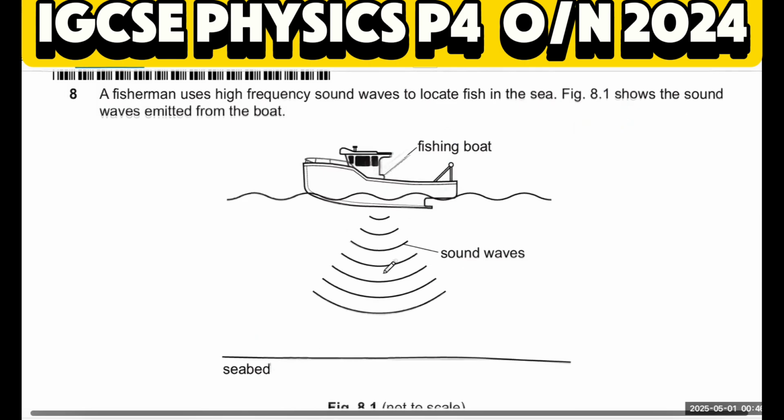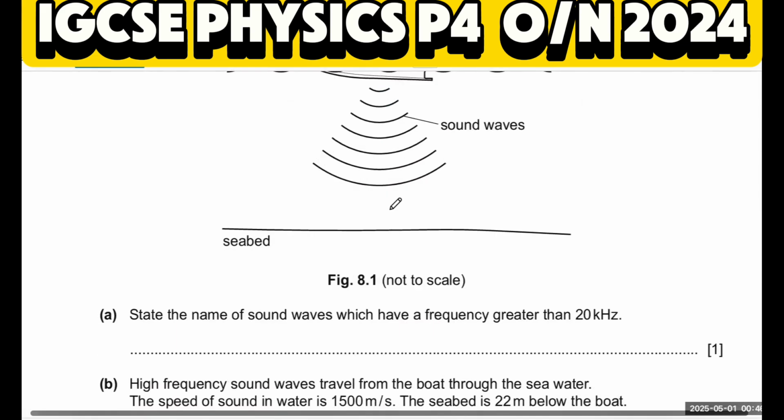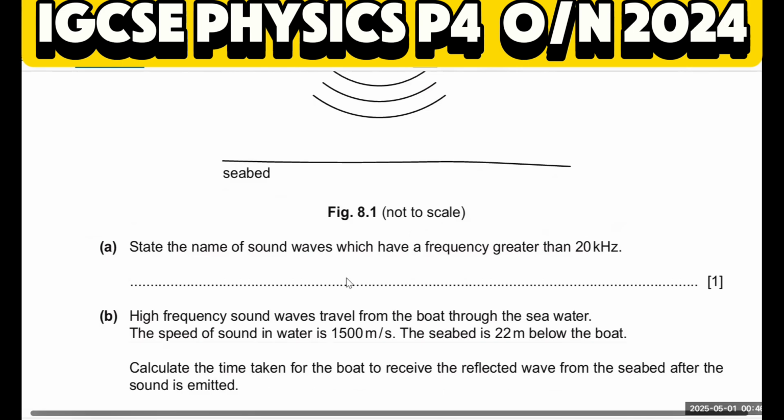Next question is question number eight. A fisherman uses high frequency sound waves to locate the fish in the sea. Basically, this technique is sonar, SONAR, sound navigation and ranging system. When we find the depth of the sea, or want to locate something. So this is the seabed and this is the boat. State the name of the sound wave which has a frequency greater than 20 kilohertz.